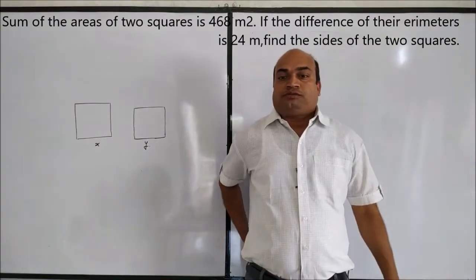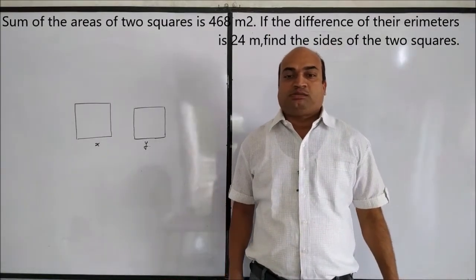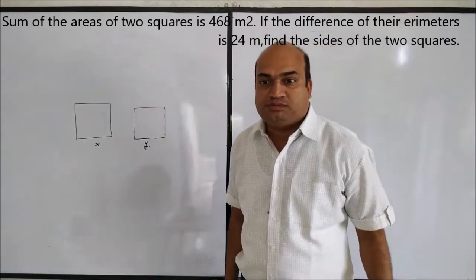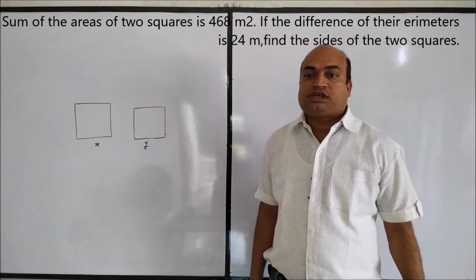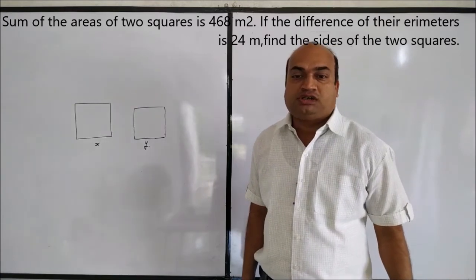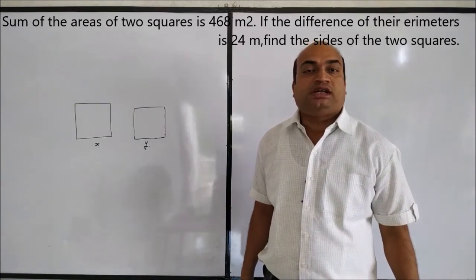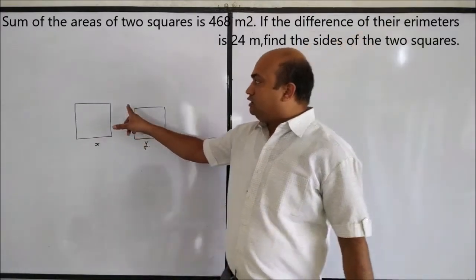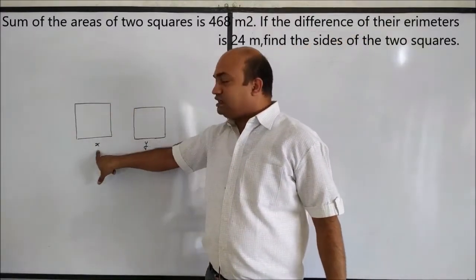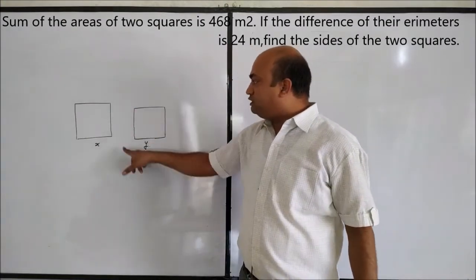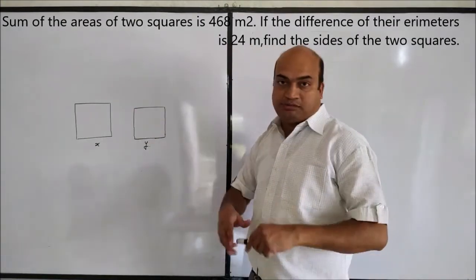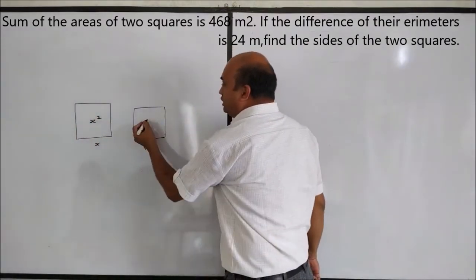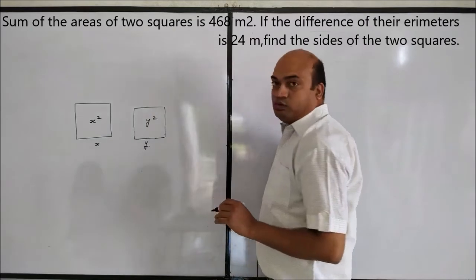The sum of the area of two squares is 468 meter square. If the difference of their perimeter is 24 meter, then we have to find the side of the two squares. We consider the side of the bigger square is x meter and the side of the smaller square is y meter. Area of the bigger square will be x square and area of the smaller square will be y square.